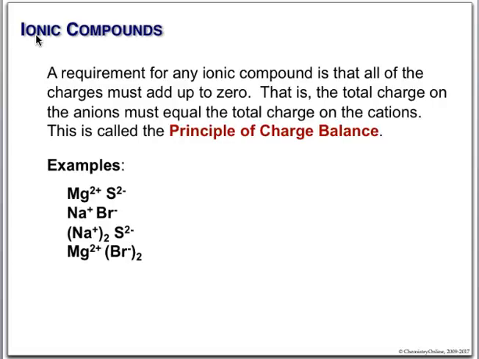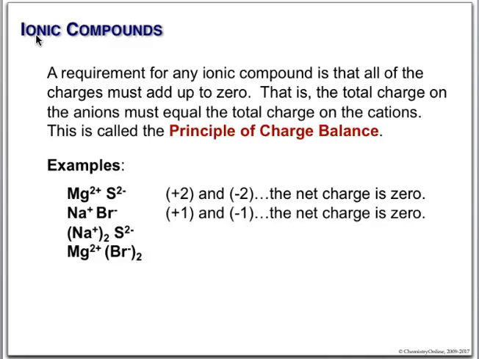So here we have a compound made up of magnesium and sulfur. Magnesium is in group 2, so it'll be a +2. Sulfur is in group 6, so it will be a -2. We put these together, a +2 and a -2, our net charge is 0. Sodium group 1, bromine group 7, +1, -1. Again, it's neutral.